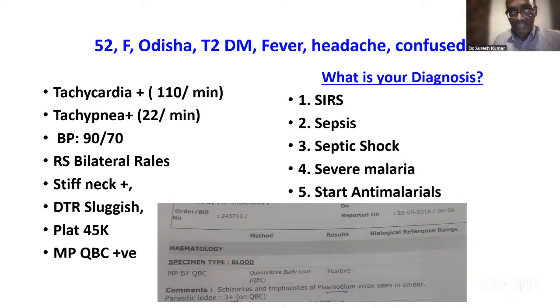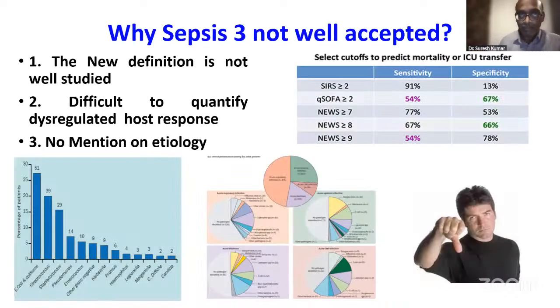So that is why the Surviving Sepsis has got a lot of limitations. One, the new definition is not well studied because this is not a universal population. Selected Western data with minimal respiratory infections as a major source, difficult to quantify the dysregulated response, no mentions of etiology, and almost all the scoring system. People are asking which scoring system. We'll have FAQ discussions during the time. No mentions on etiology. If you look at the Western data, this is mostly bacterial.